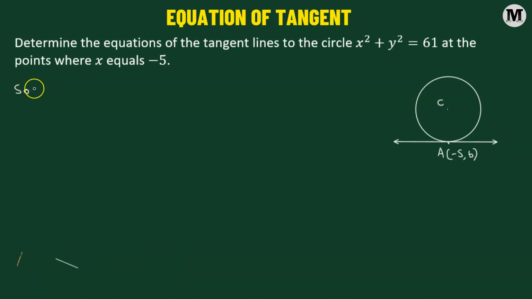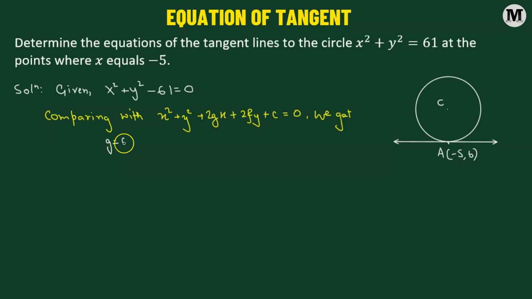So here we will start with the equation of the given circle. So we have x squared plus y squared equals 61, but we'll transpose 61 to the left hand side. This will be equal to 0, and we're going to compare it with the general equation of a circle. g will be equal to 0. f value will be equal to 0 as well. And here c value will be equal to -61. Now that we have the values of g, f and c, we can easily obtain the equation of the tangent line by using the point form.